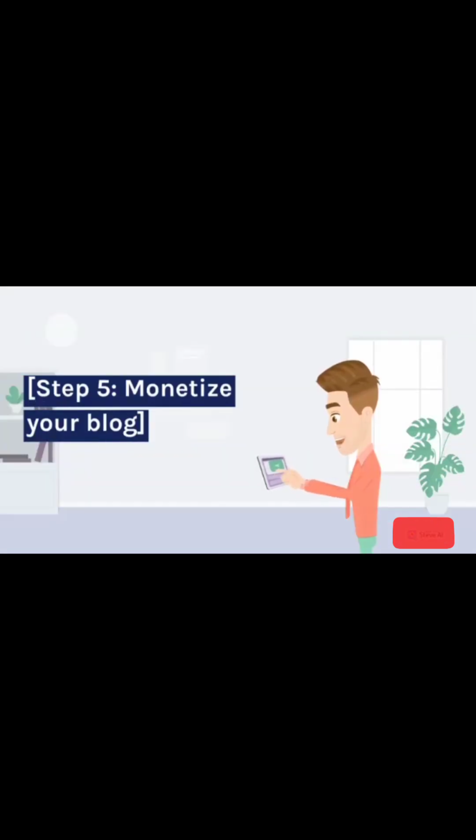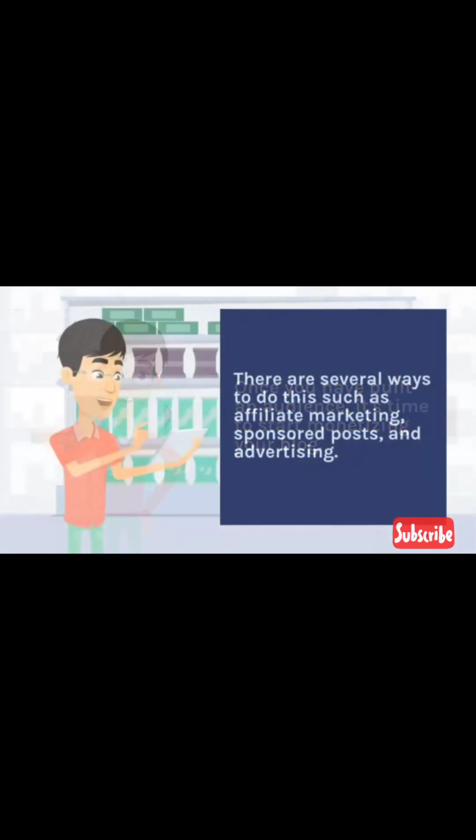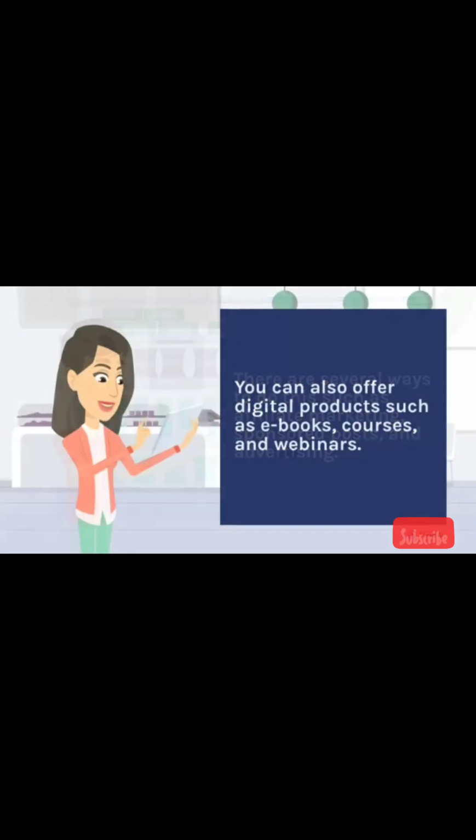Step 5. Monetize your blog. Once you have built an audience, it's time to start monetizing your blog. There are several ways to do this, such as affiliate marketing, sponsored posts, and advertising. You can also offer digital products such as ebooks, courses, and webinars.